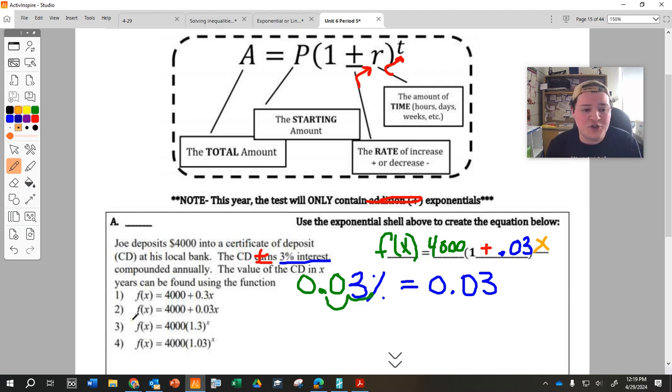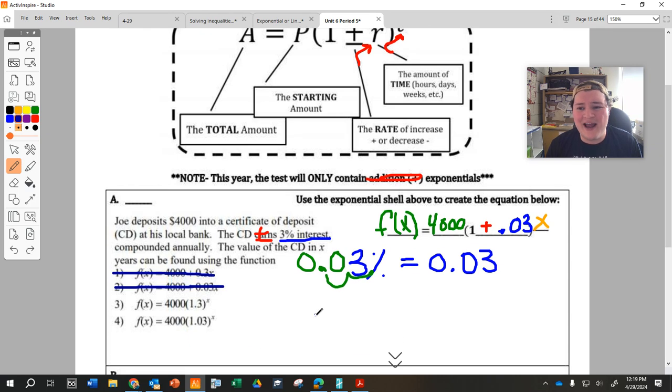Okay. So looking at choices, choice 1, look, X isn't in the right spot. Can't be you. Choice 2, X isn't in the right spot. He's down low. He's got to be up high, exponential, not you. Right now, which one do you think it is, choice 3 or choice 4? Be careful because the answer lies inside the parentheses.